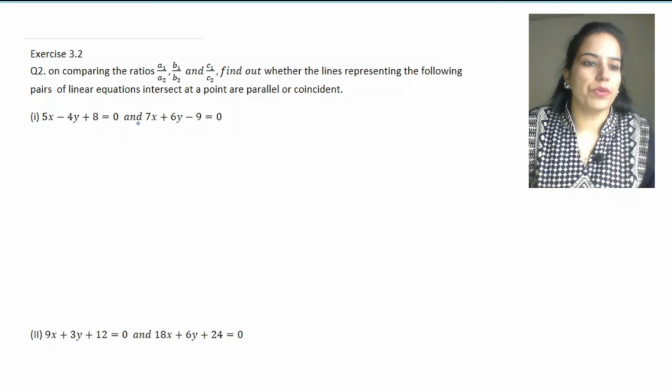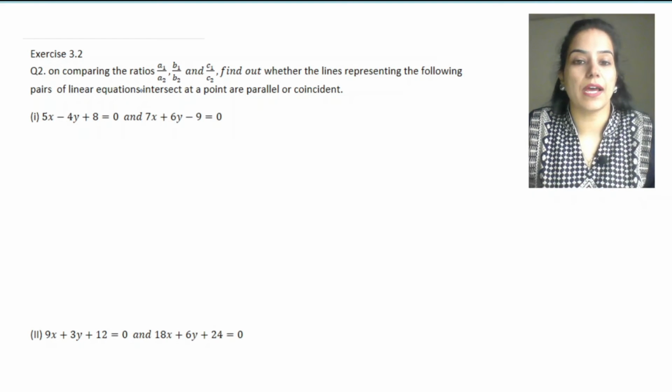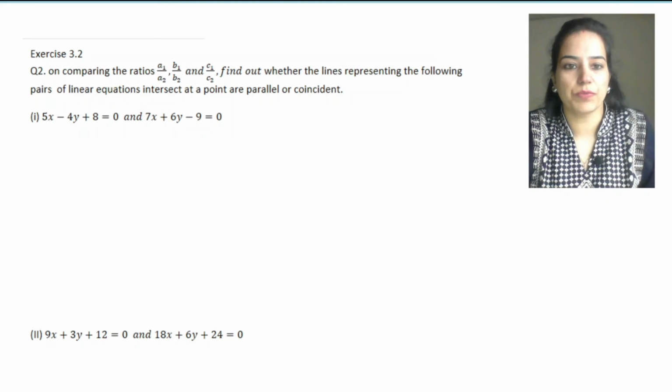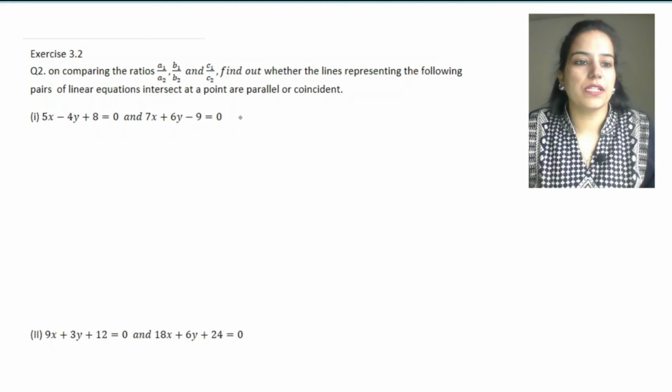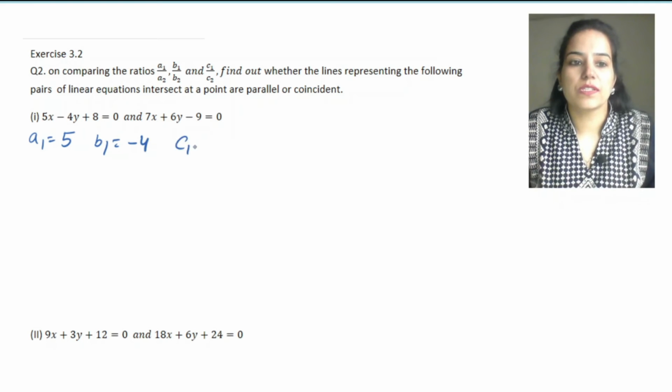Exercise 3.2, question 2, first part. Now, on comparing the ratios, find out whether the lines representing the following pair of linear equations intersect or are parallel or coincident. I told you there are only 3 options available. Now, first let's find out what is A1, A2, right? So, what is A1 here? 5. What is B1 here? Minus 4. What is C1 here?